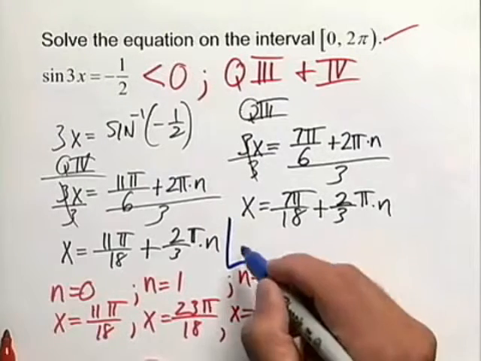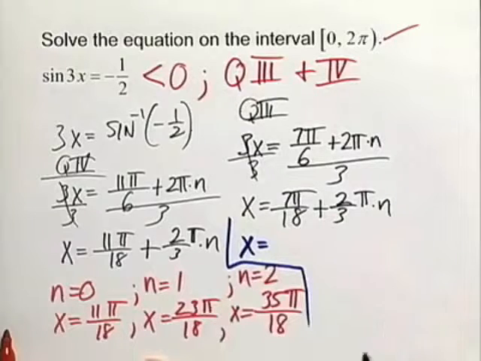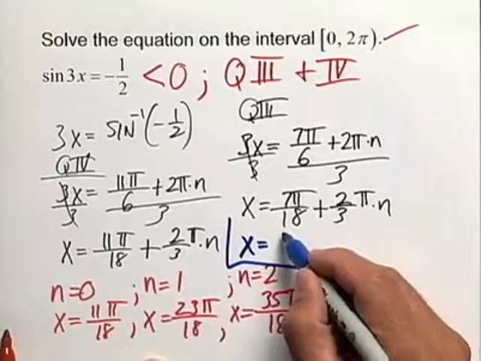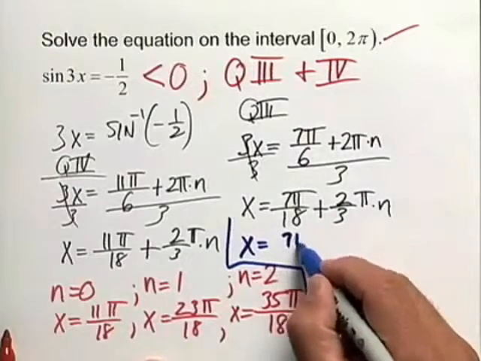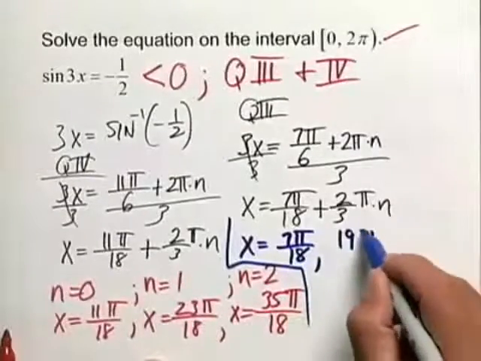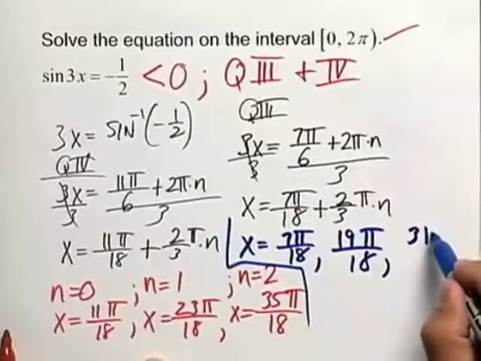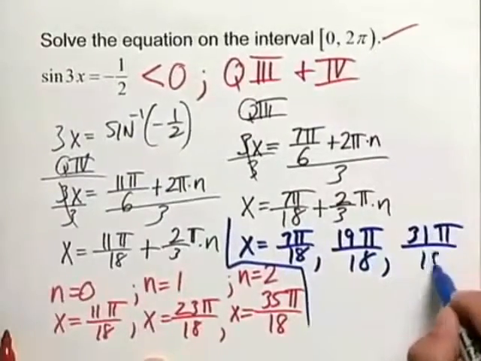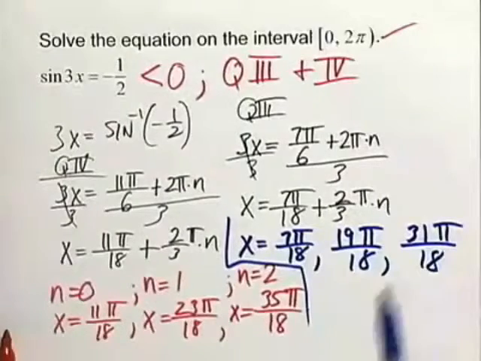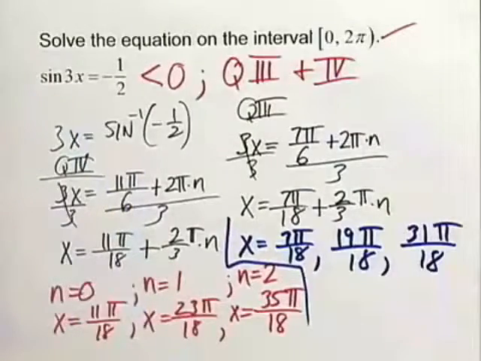You can verify this independently, but if we solve this equation, plugging in 0, 1, and 2 for n respectively, we end up with values of 7 pi/18, 19 pi/18, and also 31 pi/18. So these are the 6 solutions in the interval from 0 to 2 pi of the trig equation sine of 3x is equal to a negative 1/2.